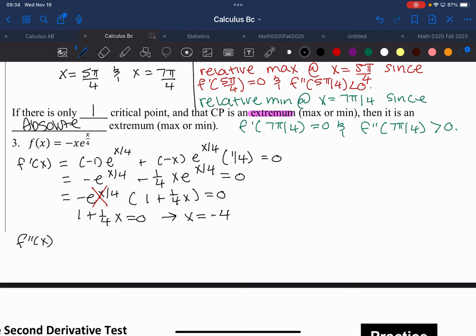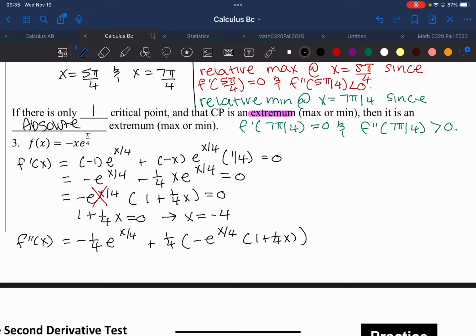So then taking my second derivative, I could go from my most simplified one, or I can go from before I took out the GCF. And so I think that is what I'm going to do. So then I get the derivative of the first one, which is negative 1/4 e to the x over 4 because of the chain rule, plus 1/4 negative e to the x over 4 times 1 plus 1/4 x.